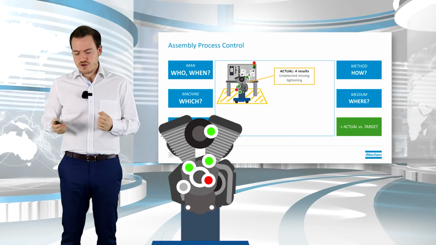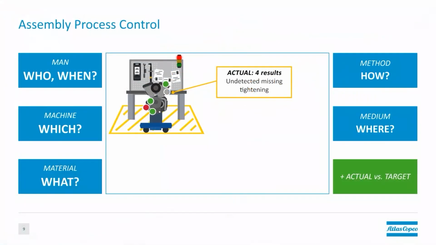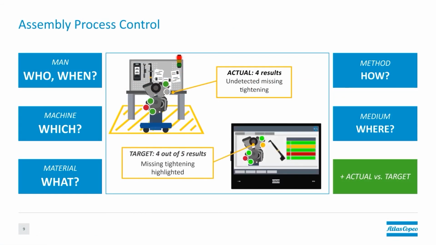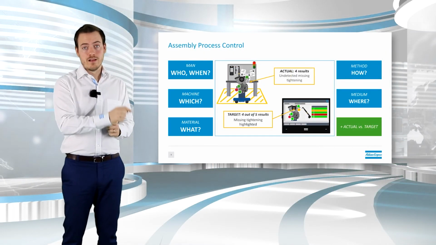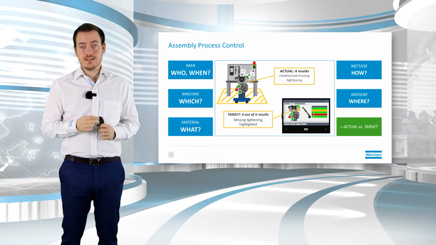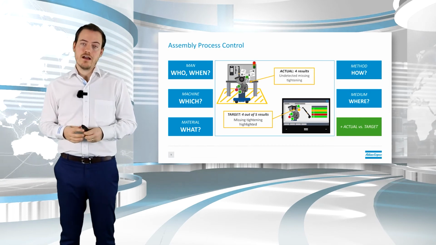Now, what happens if we know what was the target for that engine? If we know that we were supposed to do 5 tightenings, or if it was not tightening, 5 processes, that we know exactly what was done and what was not done at all, then in that case we can detect that missing tightening, and we can tell the operator, we can tell the system, hey, we have a missing tightening here, and we can repair that and avoid, for example, in our case, a missing tightening leaving the factory.